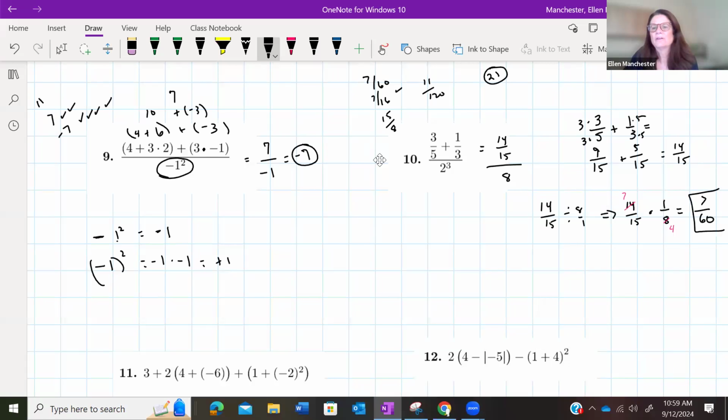There it is. So if you didn't get that, go back and look, see what you're doing. Remember, whenever you have this big division sign right here, this just means divided by. So you're going to flip that bottom one over and multiply. What'd you do?